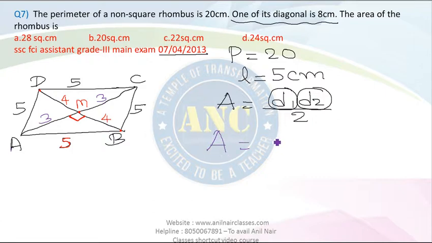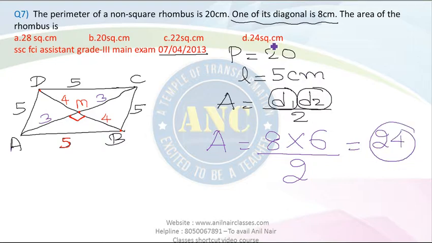Area will be, one of the diagonals is 8, another diagonal is 3 plus 3, 6. Whole thing divided by 2. 48 divided by 2 is 24 square centimeter, which is option B. I hope it is clear with this question, sir.